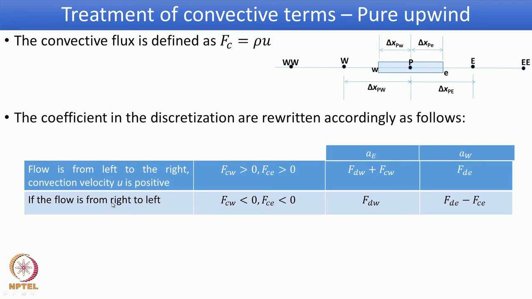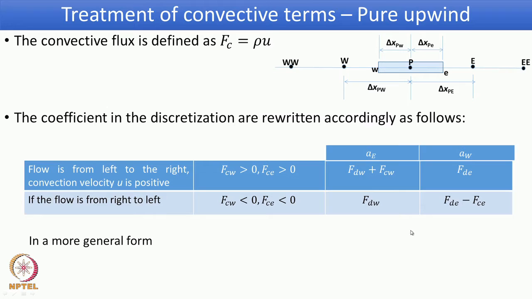If the flow is from right to left, then for the coordinate definition that you have chosen, it becomes negative, then the corresponding F c goes negative. That is why we have the condition F c w less than 0 and F c e less than 0, then we rewrite the coefficients accordingly. So, this switching depending on the direction of the velocity, you can incorporate in the code also. You can have a check condition and then you can switch from one scheme to another, or the upstream node accordingly.